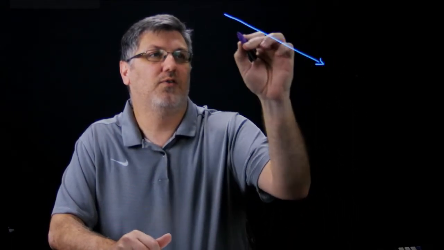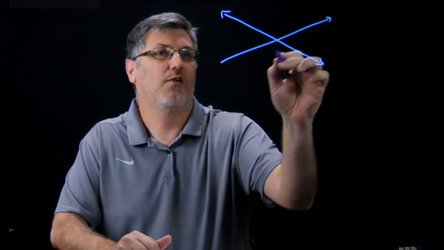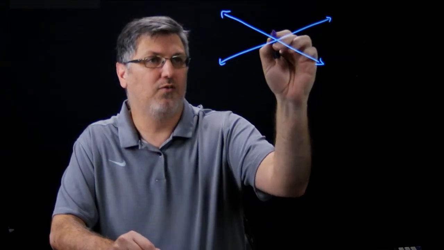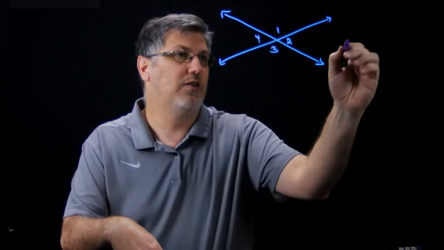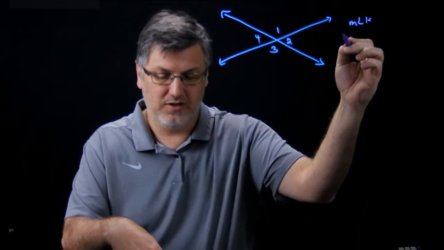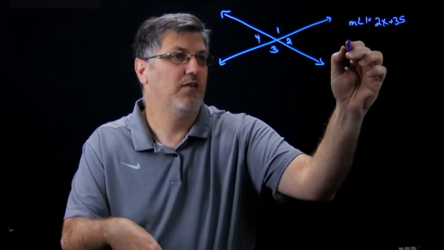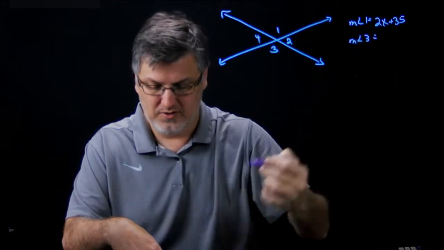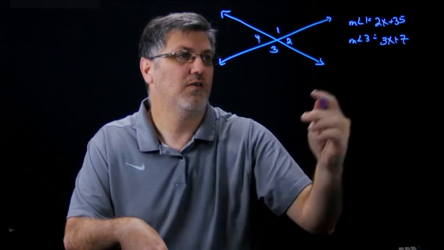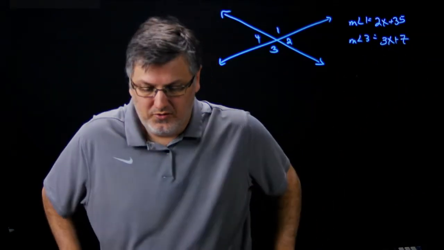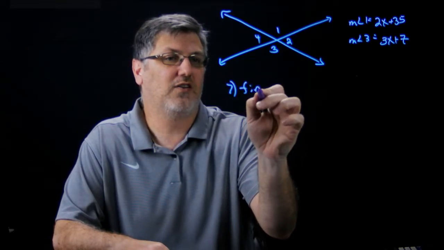So I have two lines that intersect in like an X, and then I have them labeled as 1, 2, 3, and 4. And I tell you that the measurement of angle 1 is 2x plus 35, and the measurement of angle 3 is 3x plus 7. All right. So for 7, it says find x.